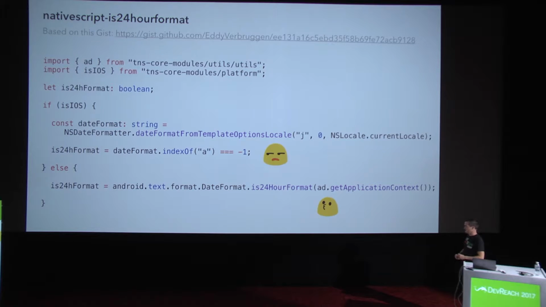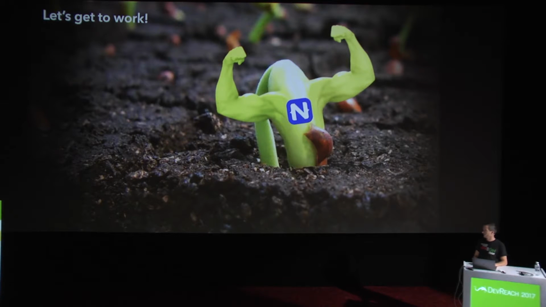But on Android, look at it. It's Android text format, date format is 24-hour format, and pass it the context. So wow, thank you, Android. That looks like how you need to do it, right? So let's get to work.